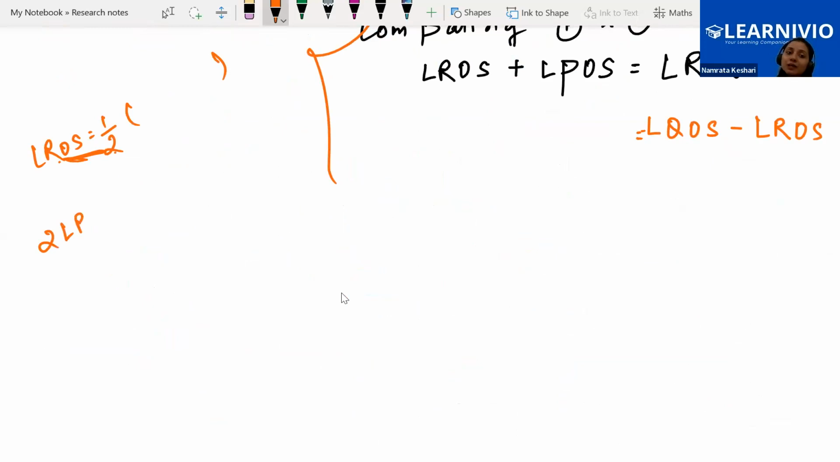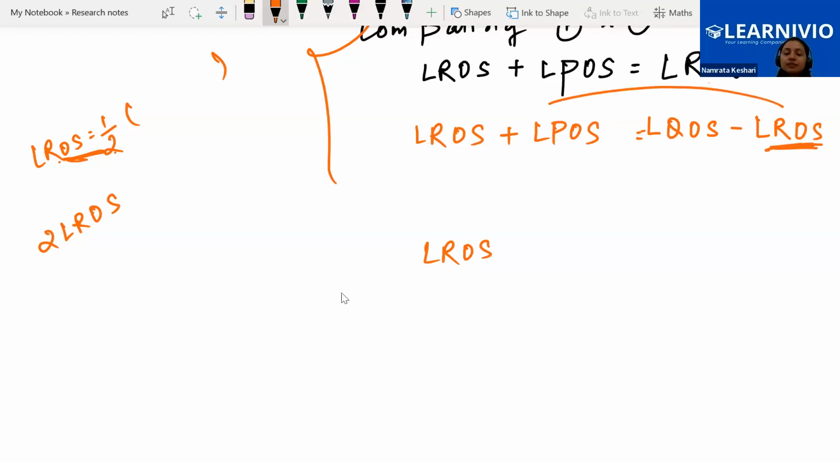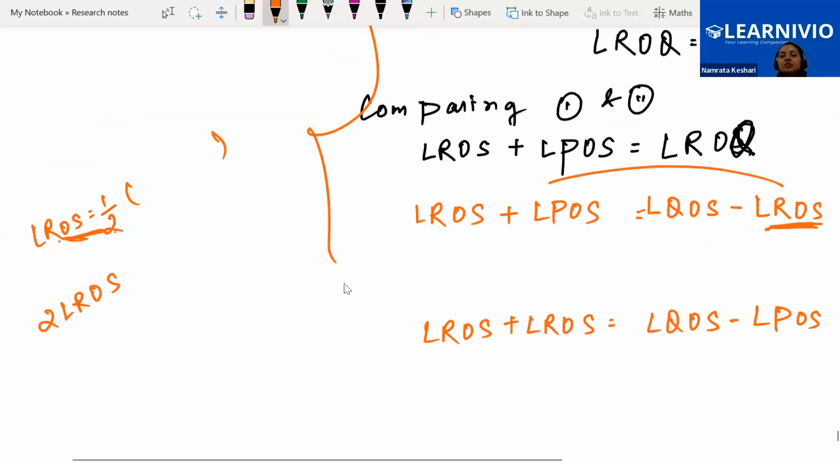2 times angle ROS. That's why here again I am trying to break the other side by taking ROS only. If you focus on ROS only, you will be able to prove it, and we are done. We will keep ROS on one side: ROS is equal to angle QOS minus angle POS. Check it.